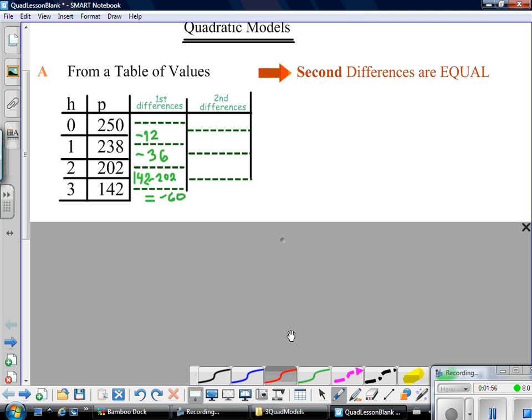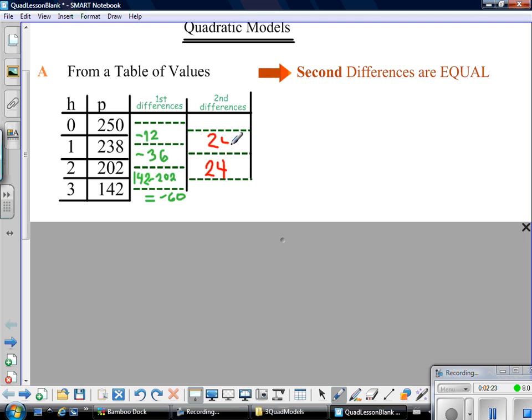So now what I do in the second column is I literally take negative 60 and subtract a negative 36. Really watch out with the negative signs here. So negative 60 minus a negative 36 is really going to be plus 36. And when I do that, I end up with 24. The same is going to happen here: negative 36 minus a negative 12. So we're going to have negative 36 plus 12, and that equals 24.